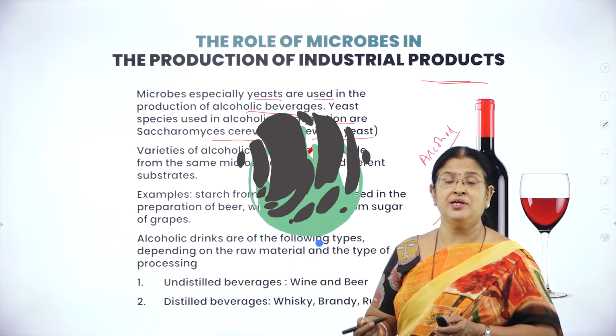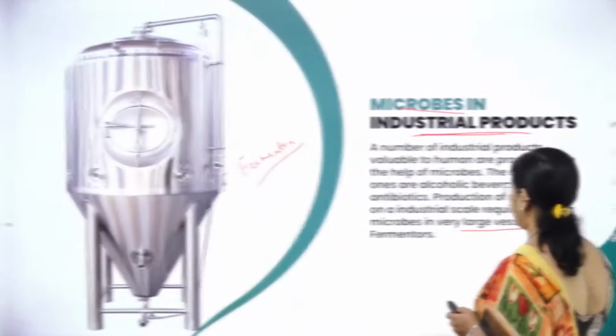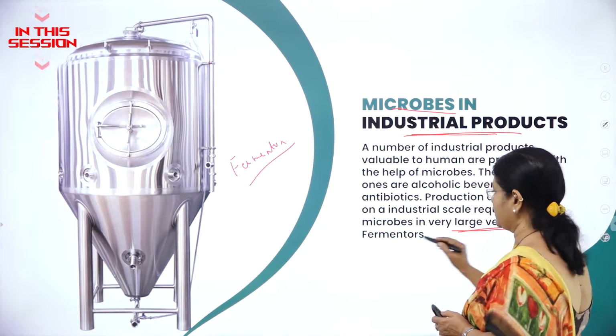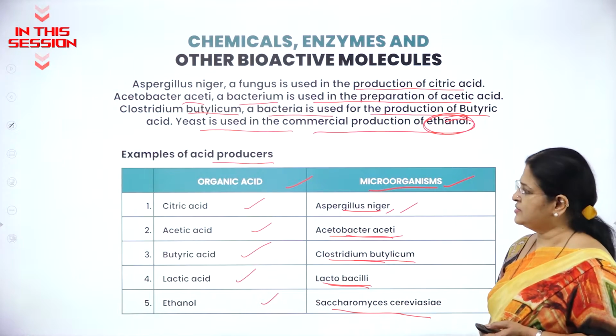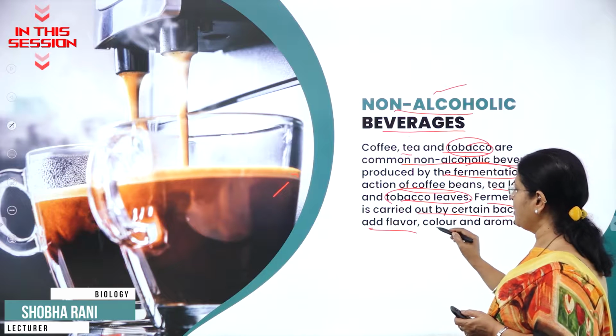Baker's yeast is used in bakeries. Brewer's yeast is used in brewing industries. Microbes are produced in very large vessels called what? Fermenters. Then ethanol, Saccharomyces cerevisiae. Then fermentation is carried out by certain bacteria to add flavor, color and aroma.